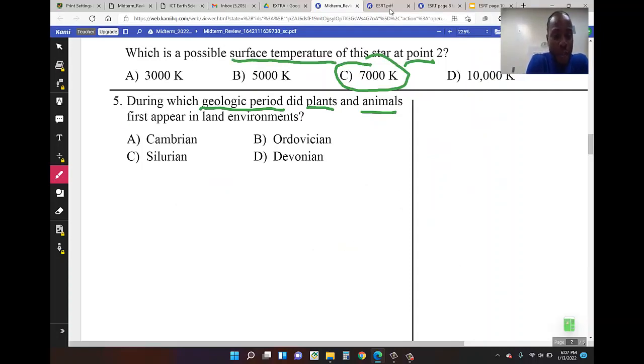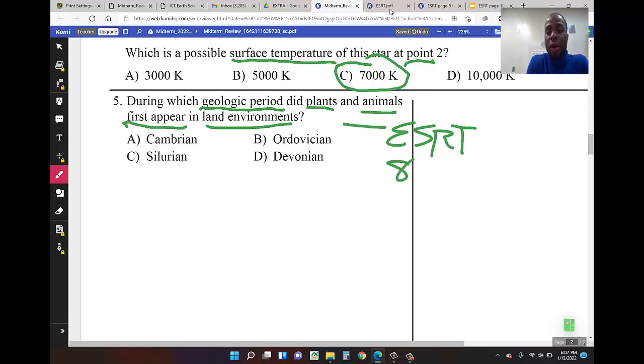Did plants and animals first appear, emphasis on first, in the land environment? All right, so I already said this is going to be ESRT, page 8 and 9. This is how you should annotate in your midterm. We expect you to annotate. Remember, you gain points for your annotations. If you don't annotate, how exactly are you going to pass? Your annotation is worth almost half the mark. So put that at the back of your mind. Annotate, annotate, annotate. You're going to have enough time in the midterm to do all your annotation.